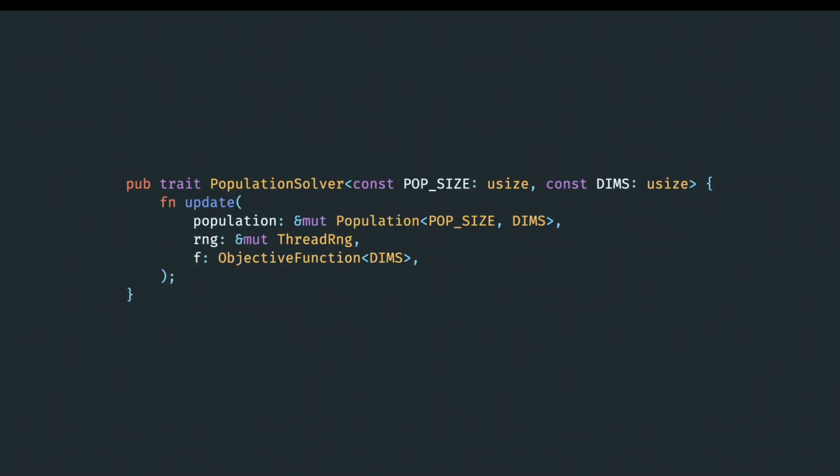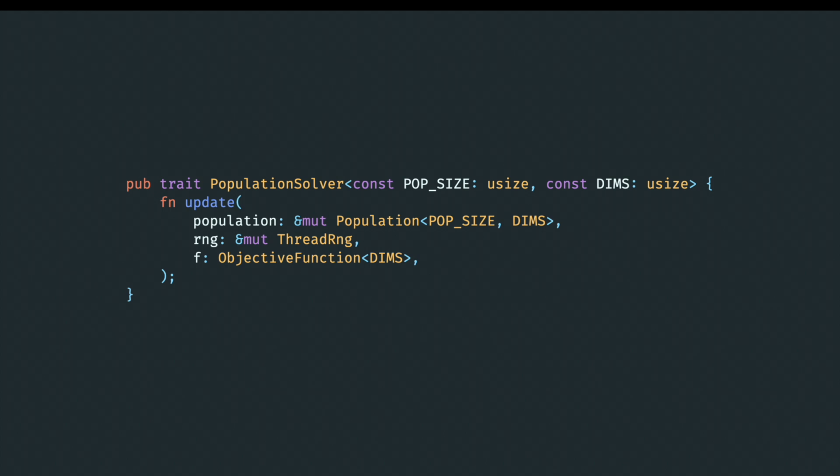Next, we define a population solver trait and specify a single update function that needs to be implemented for this trait. The update function takes in a population, a random number generator, and an objective function that updates the population according to the corresponding algorithm that implements this trait.